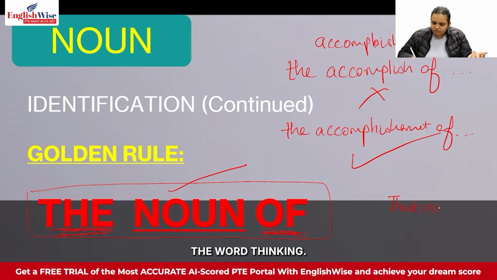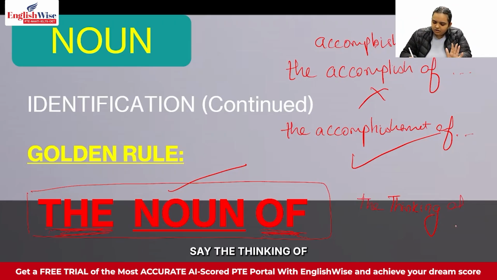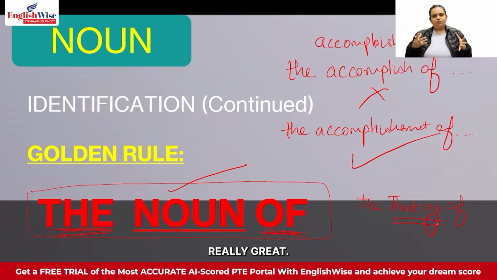So if I take the word thinking, now thinking is ideally a verb, but what happens is in the English language there are strange rules which tell us that any word can double up as a verb and a noun, or it can double up as a verb and an adjective, or as an adjective and a noun, something like that. So if I take this word thinking and I apply it to my golden rule, and I say the thinking of this person is really great, this makes sense. The thinking of this person is really great. So over here, this gives me an understanding that the word thinking can be a noun as well.